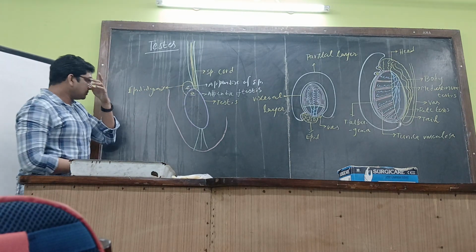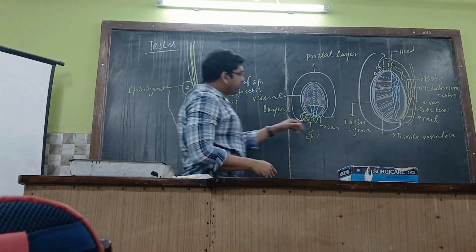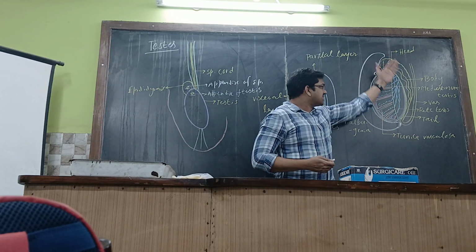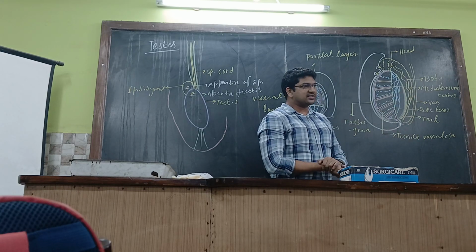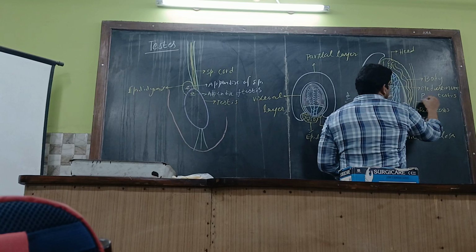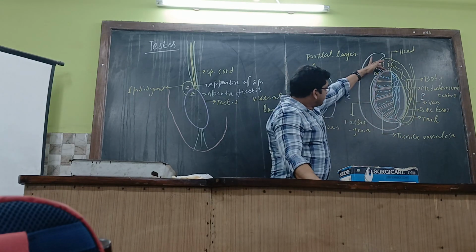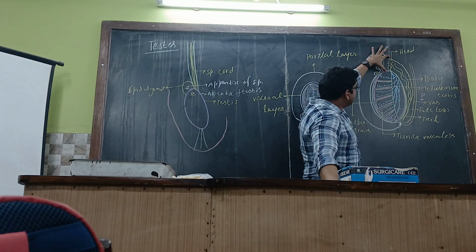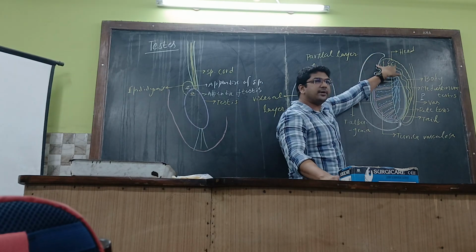Get it or not? So if you see, this is the sagittal section of the testis over here. Okay, sagittal section of the testis. This is the anterior aspect. This is the posterior aspect over here. Okay. So this is the upper end of the testis, lower end of the testis. Towards the upper end it is overlapped by the head of the epididymis over here.